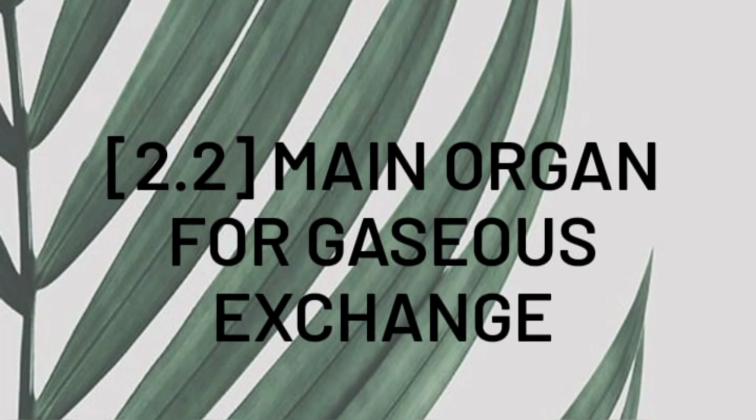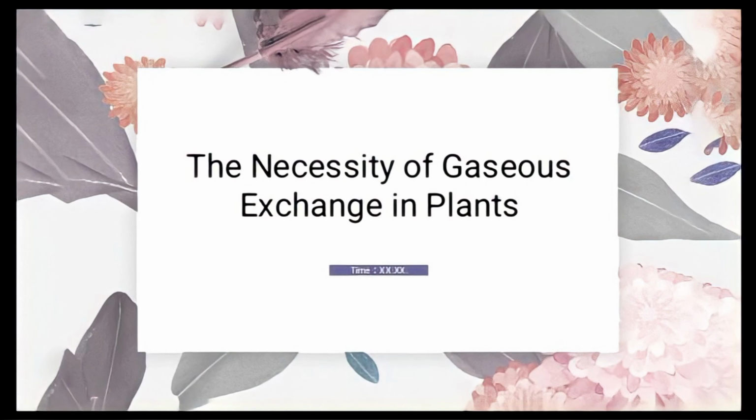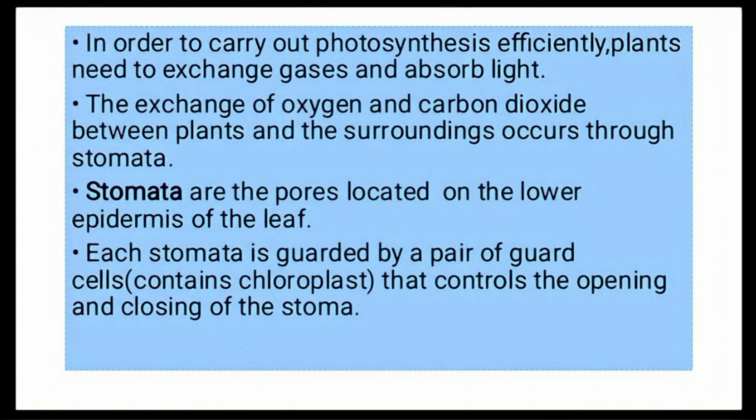2.2 Main organ for gases exchange. The necessity of gases exchange in plants. In order to carry out photosynthesis efficiently, plants need to exchange gases and absorb light. The exchange of oxygen and carbon dioxide between plants and the surroundings occurs through stomata. Stomata are the pores located on the lower epidermis of the leaf. Each stoma is guarded by a pair of guard cells containing chloroplasts that control opening and closing of the stoma.